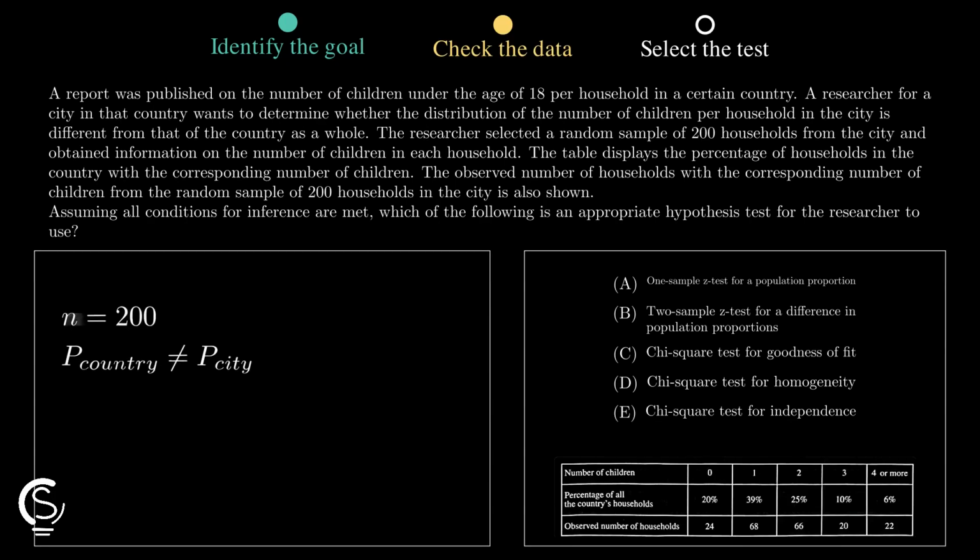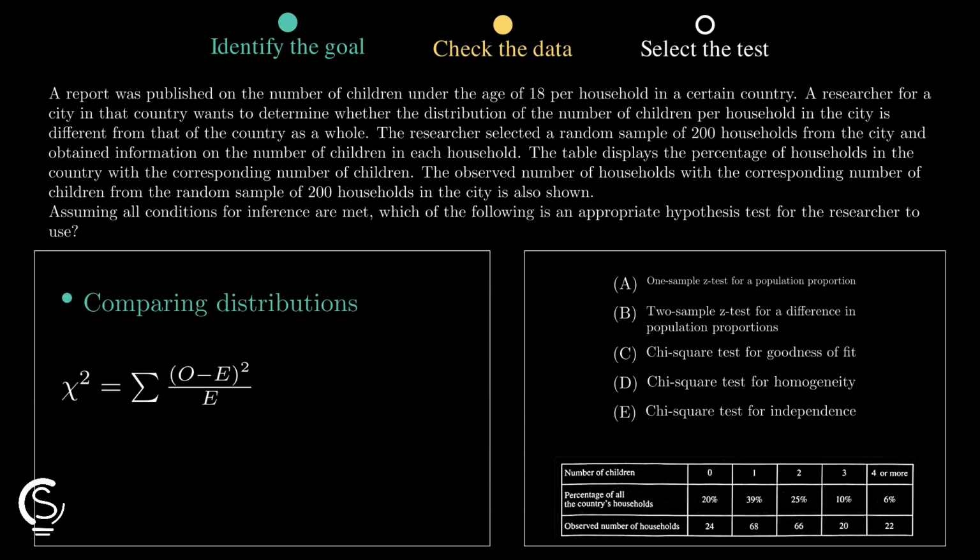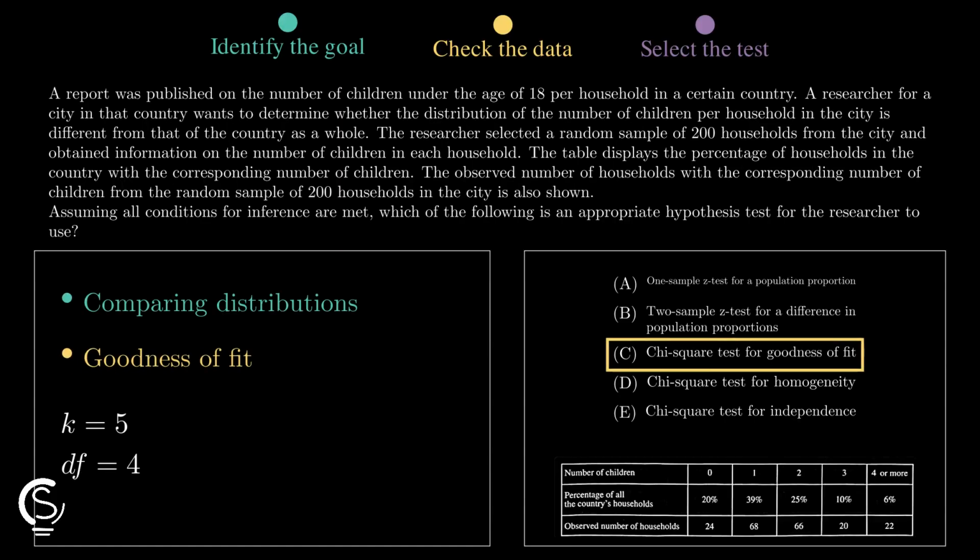Since we are comparing one categorical sample against a single known population distribution, we use the chi-square goodness of fit test. This measures how well observed counts fit expected percentages. Homogeneity and independence tests require two-way tables or comparing multiple groups. Here, we only have one group, so those tests do not apply. Goodness of fit is the correct choice.